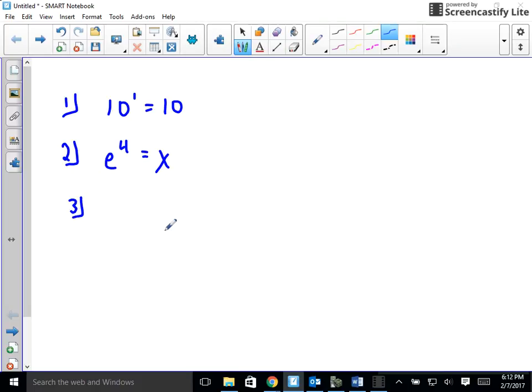For number 3, those now are in the exponential form, so we're going to write them as logarithms. So the first one will be log base 3 of 9 equals 2. And then number 4 would be the log base 2. That 2 is the base number, so log base 2 of y equals x.